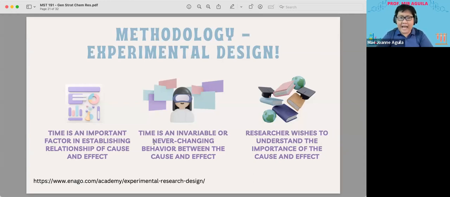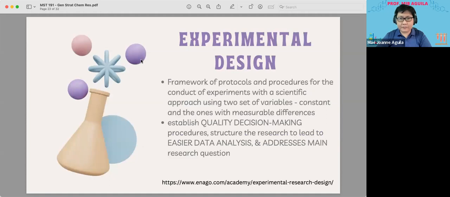Or when time is an invariable or never changing behavior between the cause and effect. And then when the researcher wishes to understand the importance of the cause and effect. So a proper and a good experimental design is quite important. Experimental design is defined as a framework of protocols and procedures for the conduct of experiment.